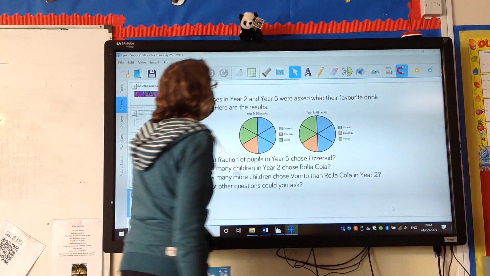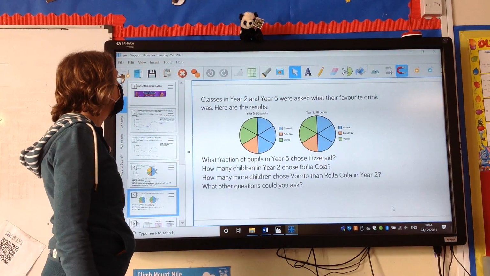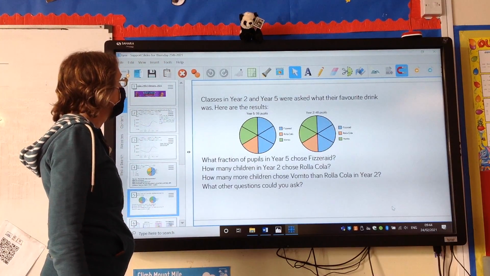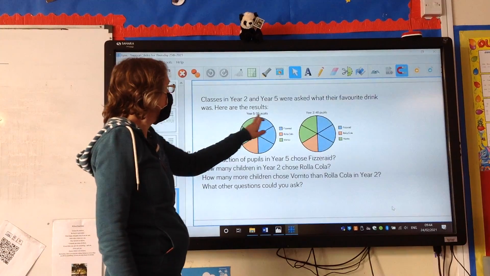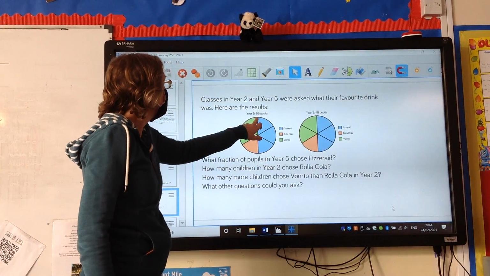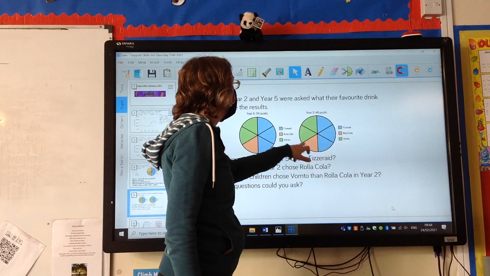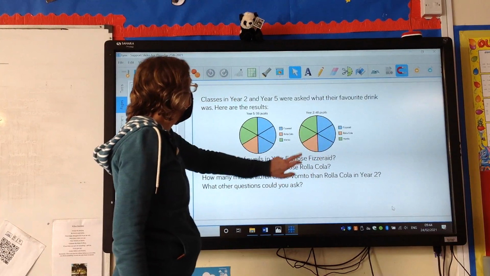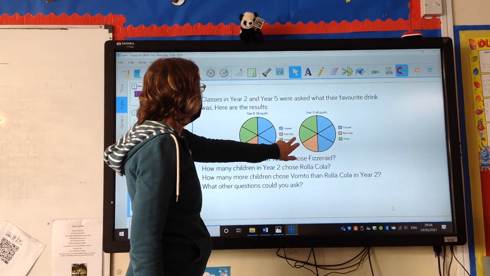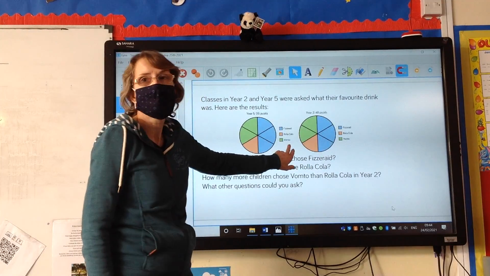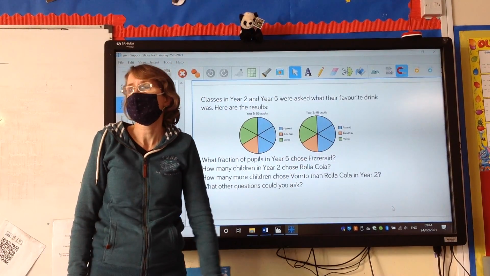Classes in Year 2 and Year 5 were asked what their favourite drink was. Here are the results. That's the result for Year 5, and that's the result for Year 2. So the choices were Fizzerade, Roller Cola and Vomto. Strange sounding drinks. Okay.